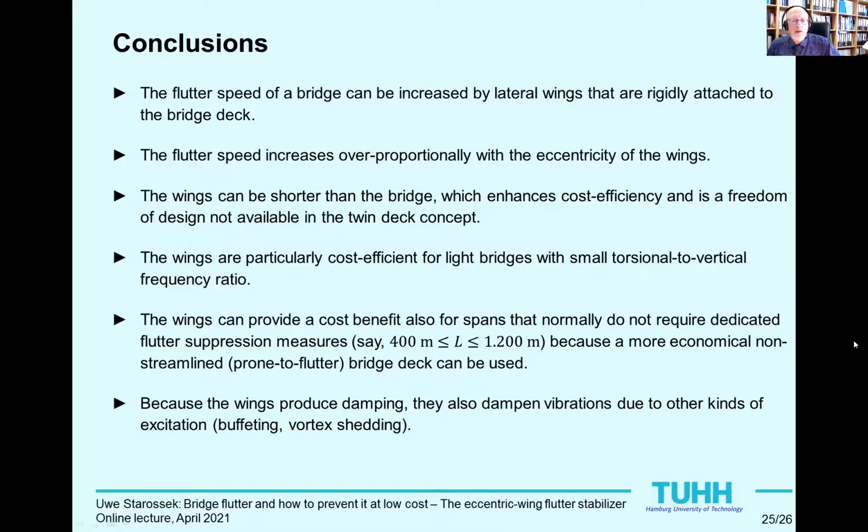The wings are particularly cost efficient for light bridges with small torsional to vertical frequency ratio. Another interesting point is that the wings can produce a cost benefit also for smaller spans that normally do not require dedicated flutter suppression measures, because a more economical, non-streamlined and therefore prone to flutter bridge deck can be used, which is then stabilized against flutter by wings. Finally, because the wings produce damping, they also dampen vibrations due to other kinds of excitation.